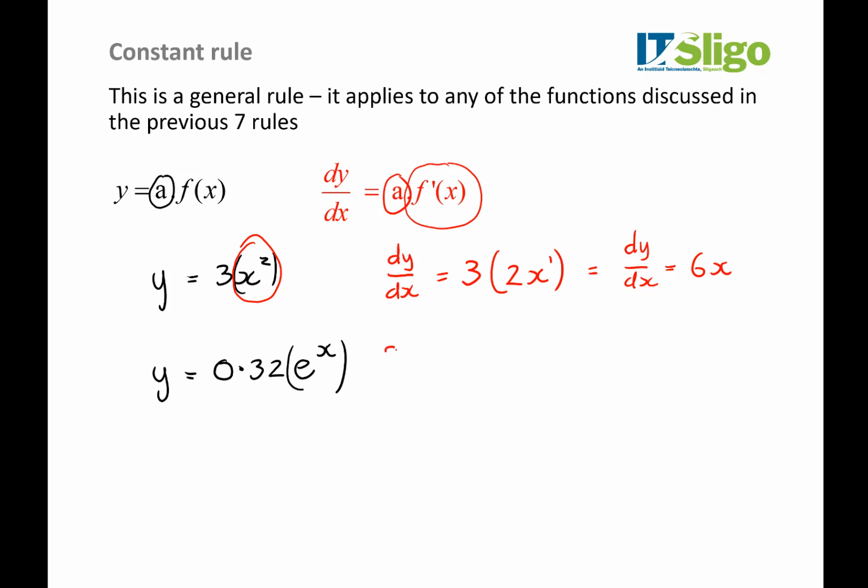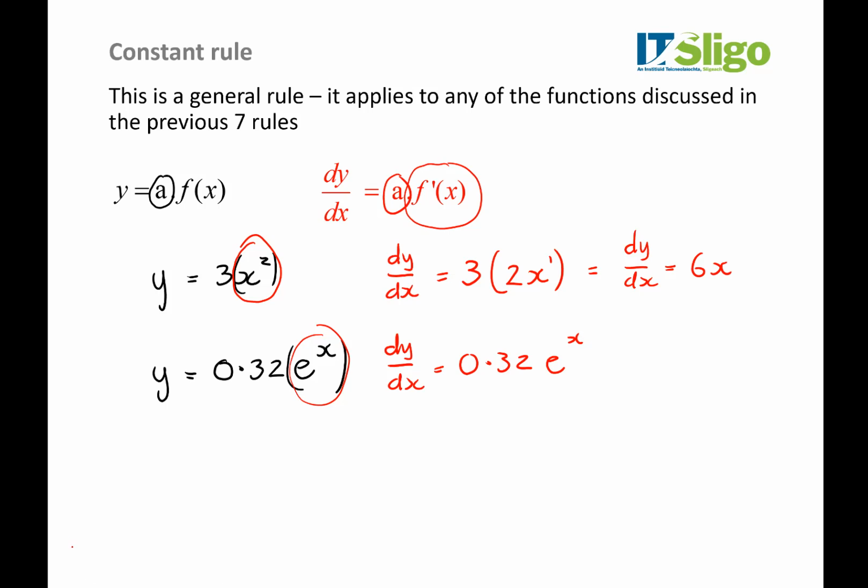Similarly, in the next function, the constant stays where it is, and now we differentiate this bit, and remember the derivative of e to the power of x is itself. So it looks like nothing's happened, but that's just the way it is with derivatives. The exponential function is the only function whose derivative is itself.